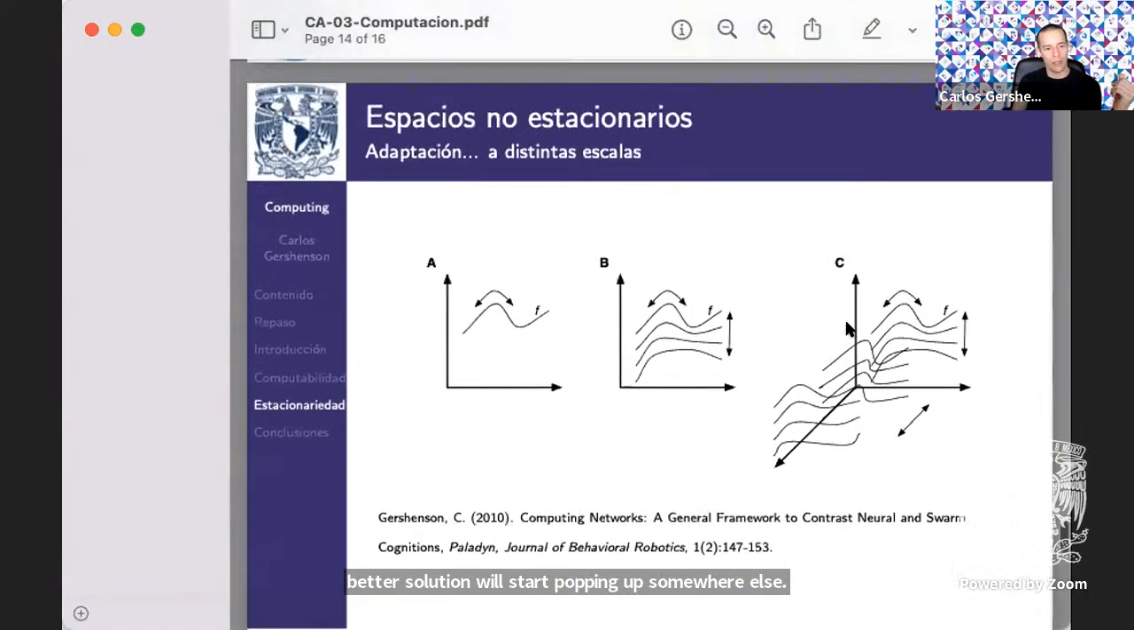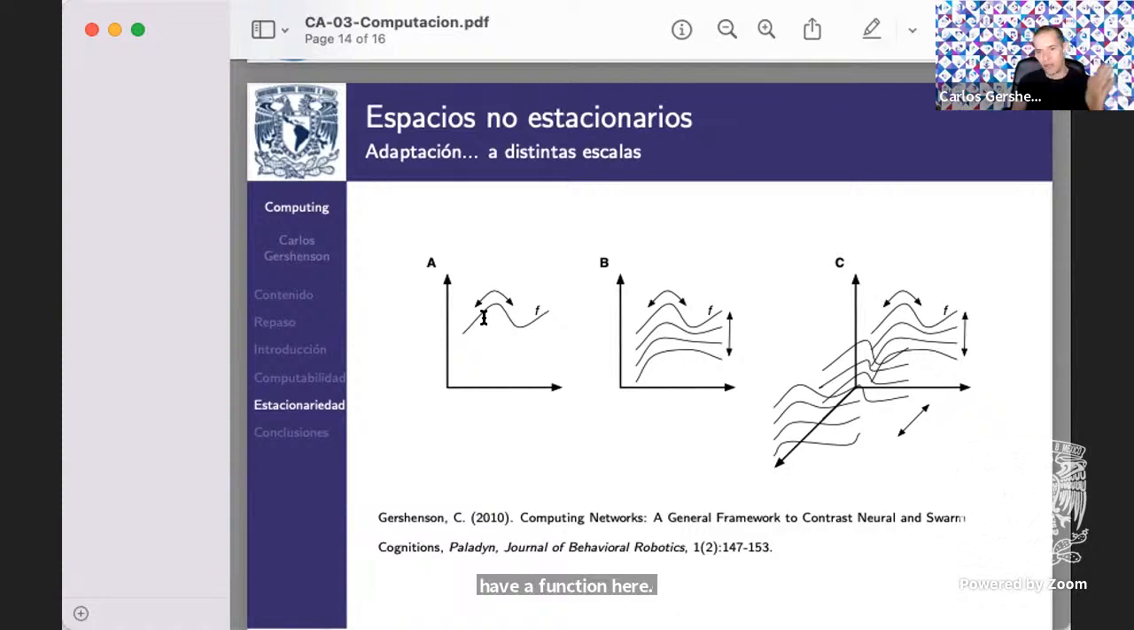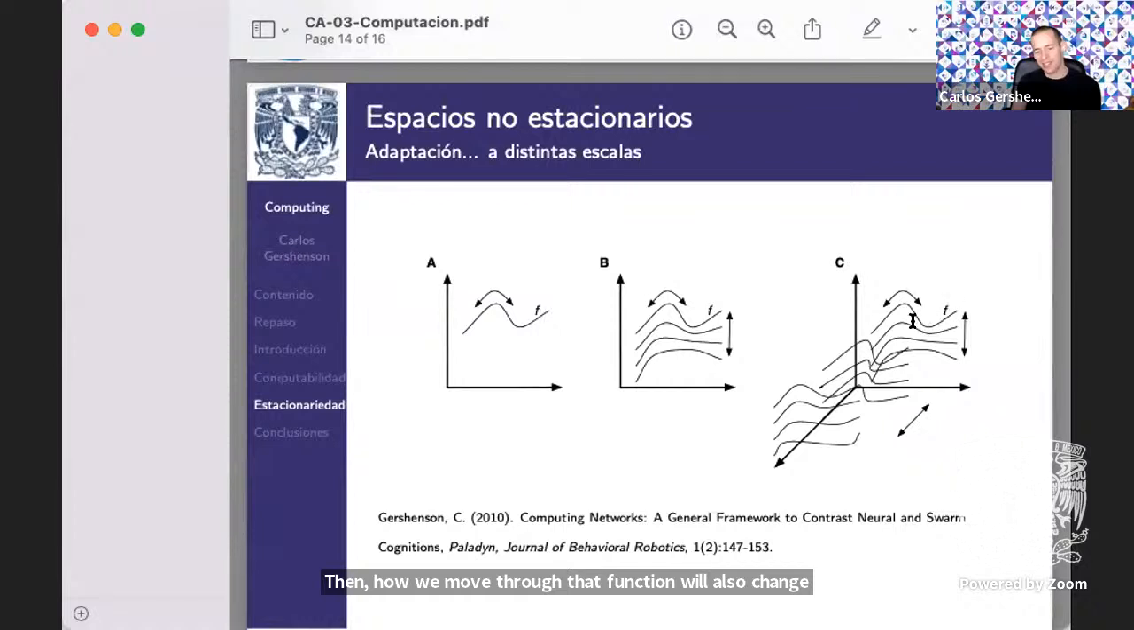So in non-stationary spaces, let's assume we have a function here, and then we can move within that function. So that would be change of the solution, but not of the function. But then if the function changes in time, then how we move through that function will also change. And then if the way at which that function changes also changes in time, then we need to also adapt to how the change changes. So we need to consider multiple scales of change.